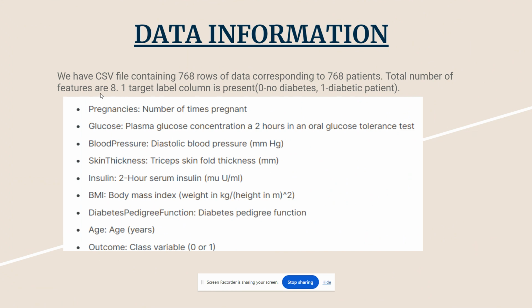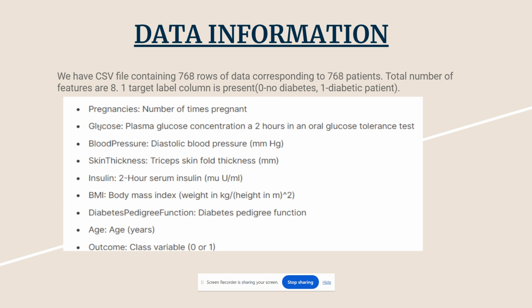What is the data we have right now? We have a CSV file containing 768 rows of data, 768 patients. The total number of features, or parameters, for each patient is 8, and one is a target label. So here are the things. Pregnancies is the number of times the woman has been pregnant. It is not written here, but the whole data is coming from women, I think.